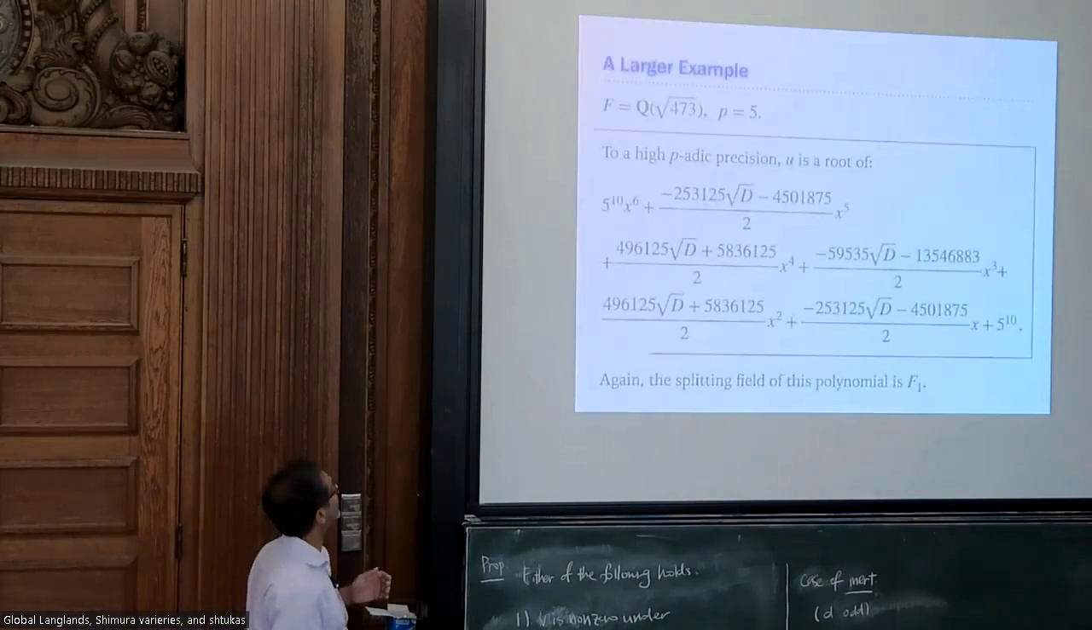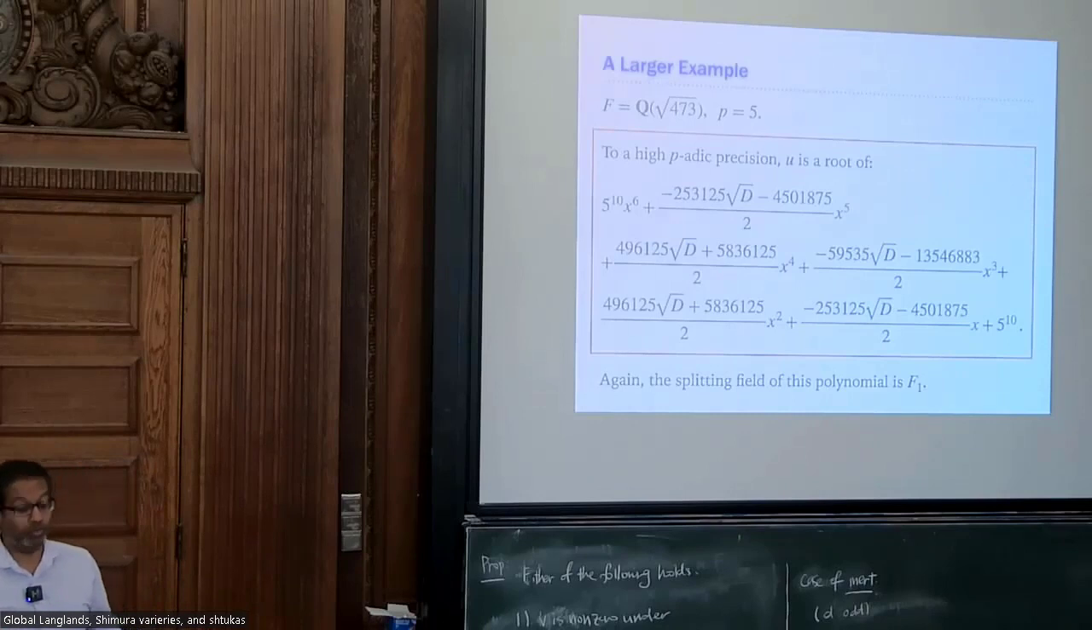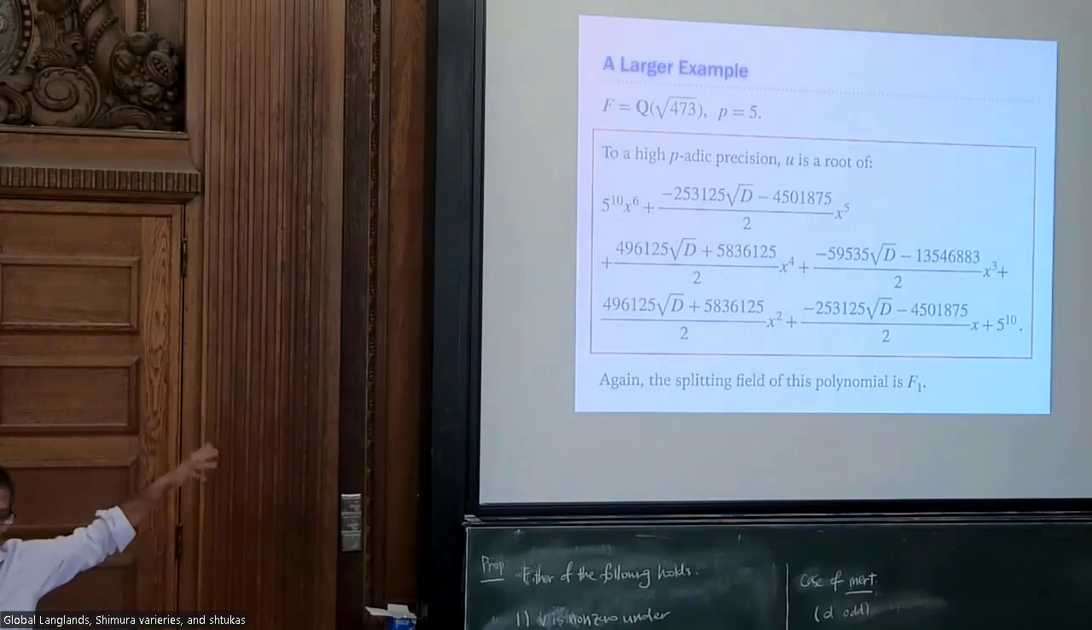And so here's a little bigger example. You can see the numbers get a little bit bigger. I just did this because it has degree 6. So this is the narrow Hilbert class field of Q adjoin root 473 and p equals 5. These are just 2 examples. The students did thousands of examples and they posted it on a GitHub page.